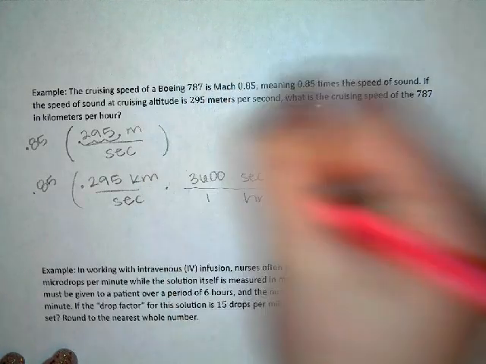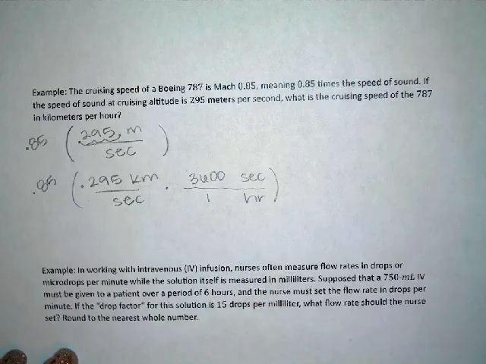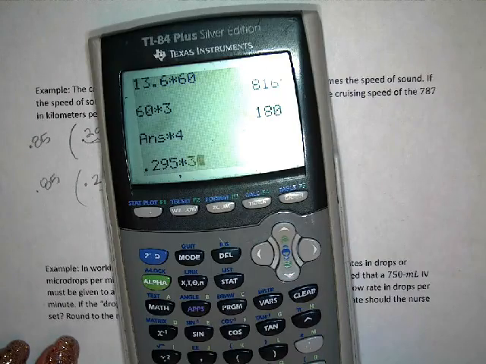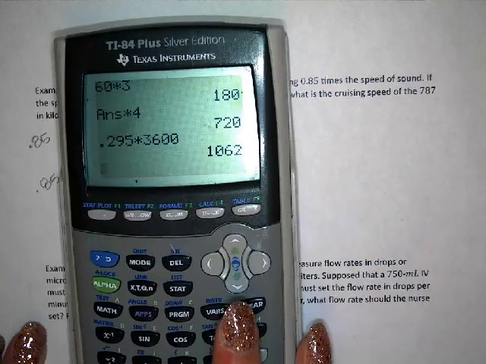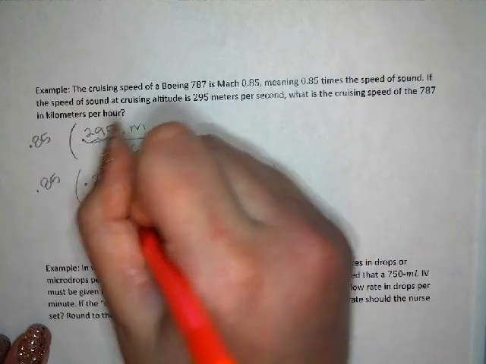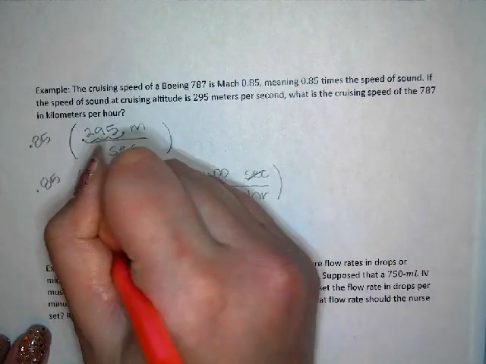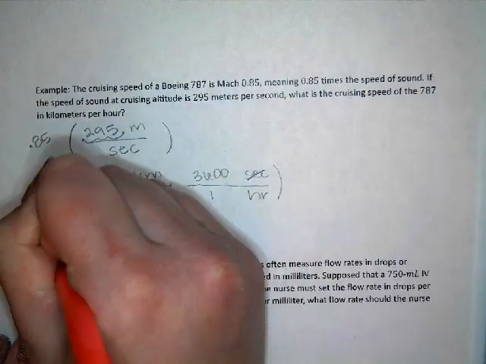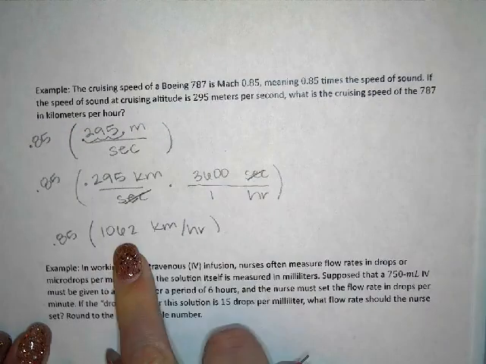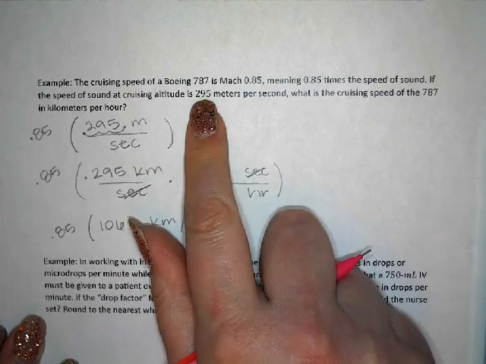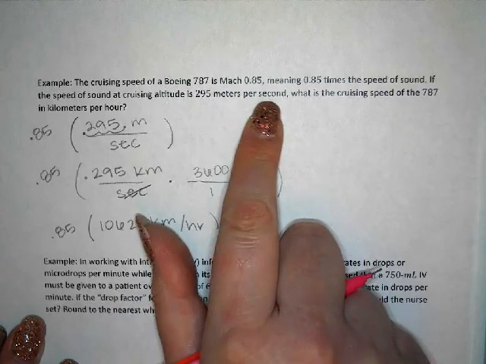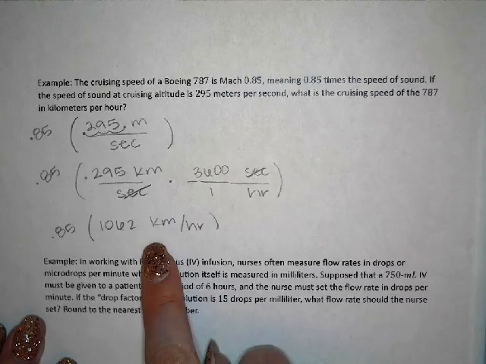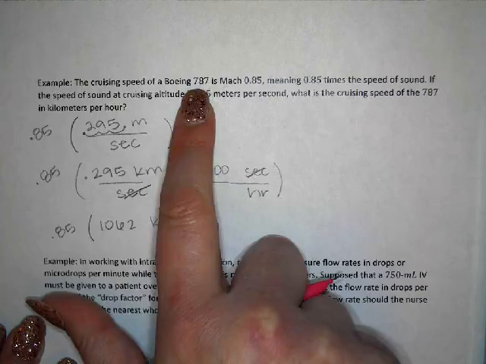So 0.295 times 3,600. So what we have just done is we have taken the speed of sound, and we took it from 295 meters per second and we converted it into 1,062 kilometers per hour. And now we need to say, well, the Boeing 787 is 0.85 times the speed of sound. So we need to take this number and multiply it by 0.85.